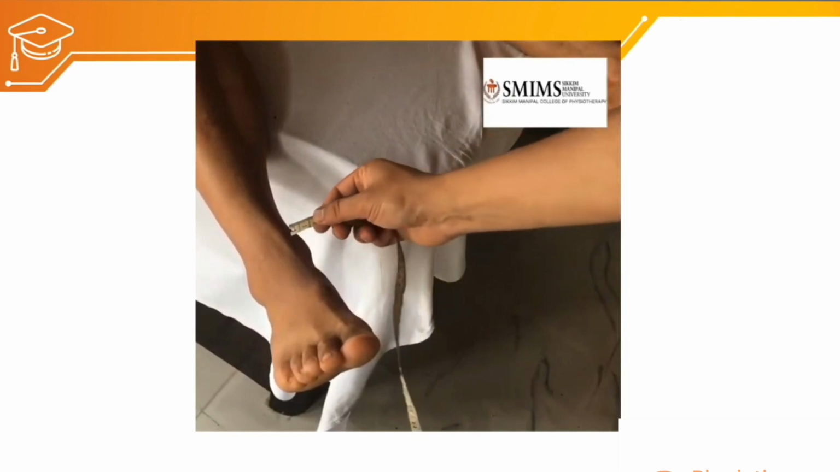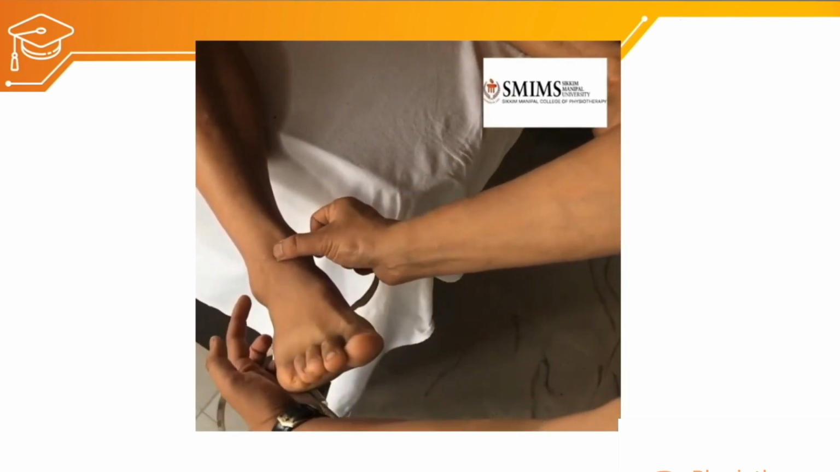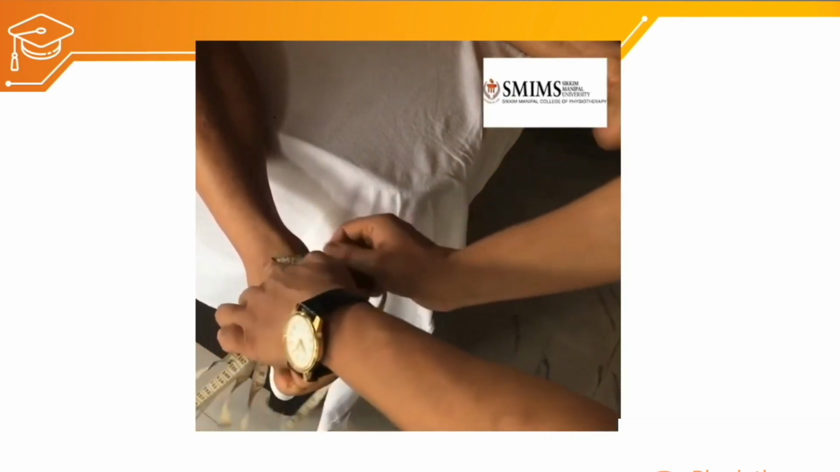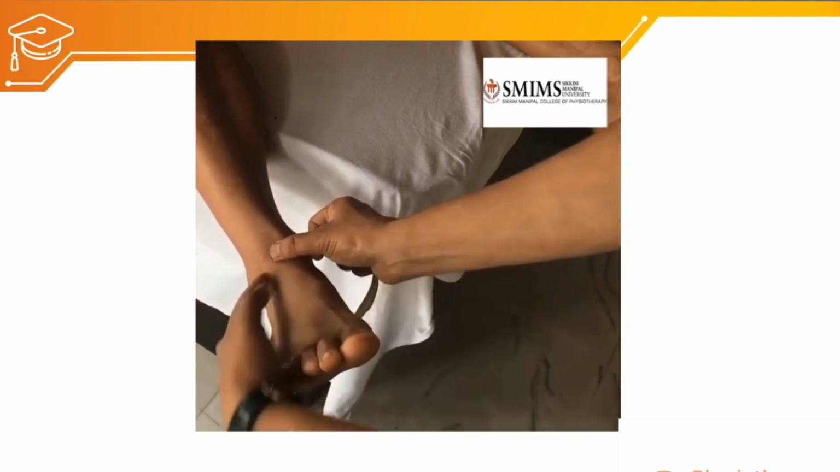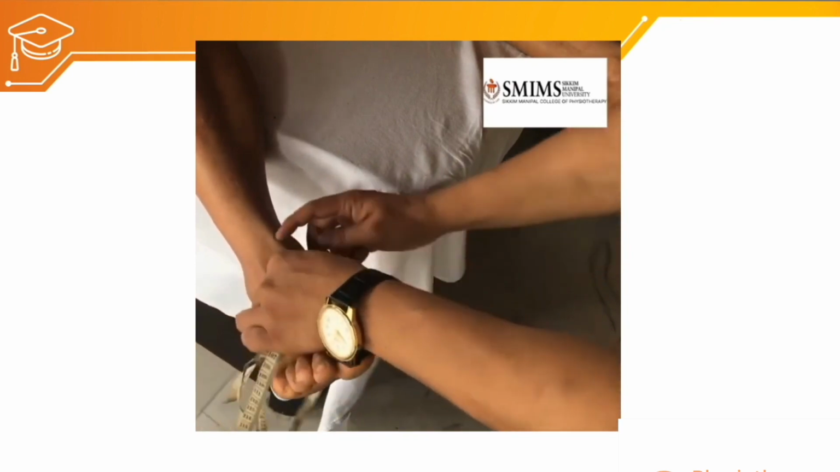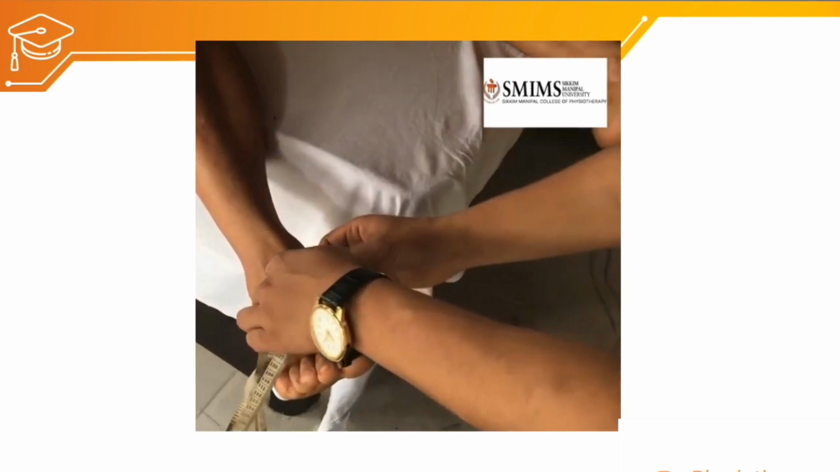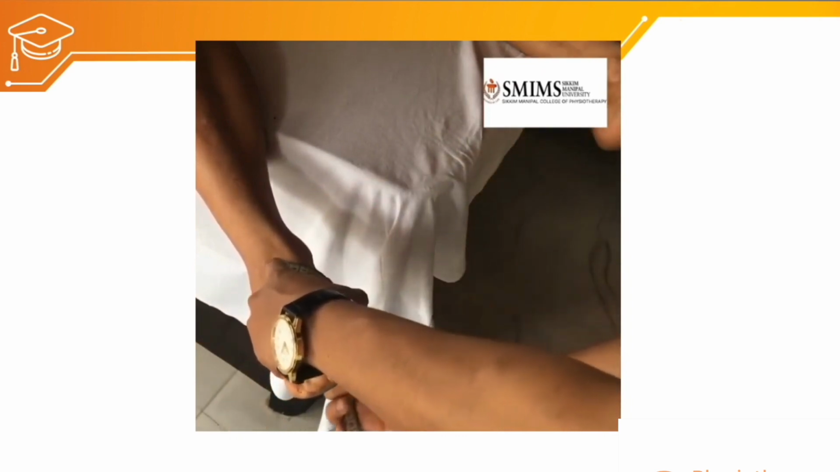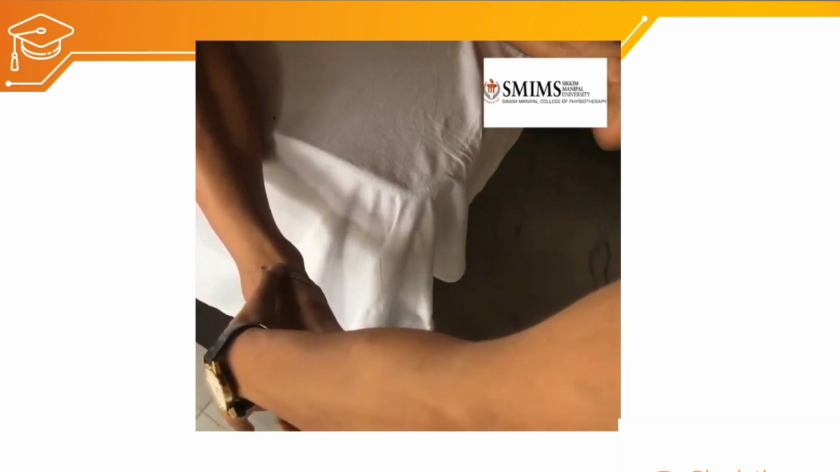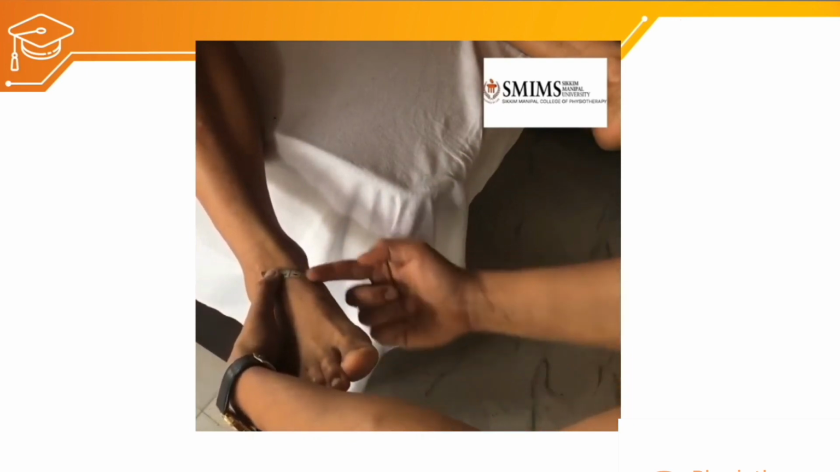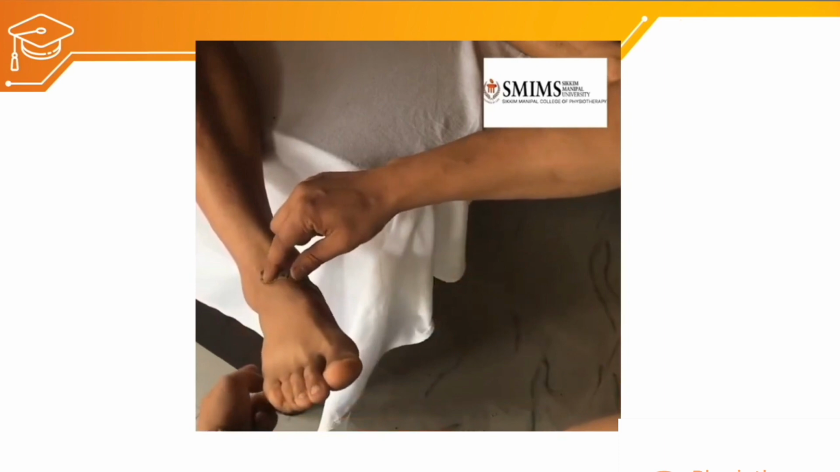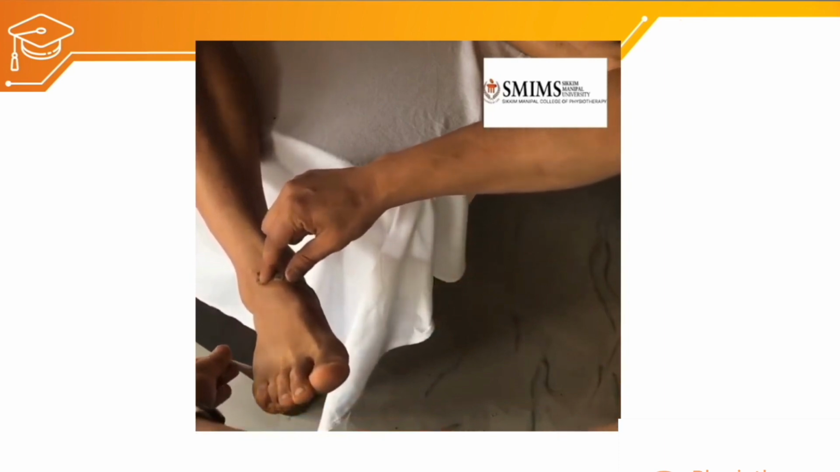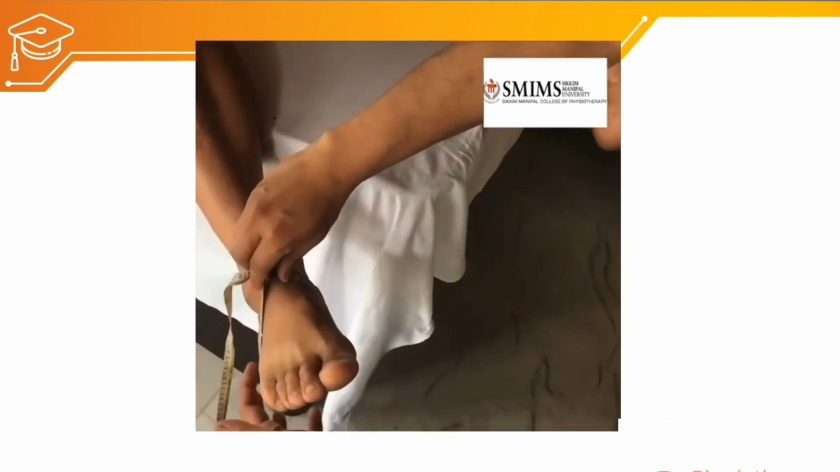So you can see here the starting position is midway between the lateral malleolus and the tibialis anterior tendon. Then the tape is taken towards the medial aspect of the foot, crossing the navicular bone. From there, the tape is crossed across the arch of the foot and reaches the base of the fifth metatarsal.